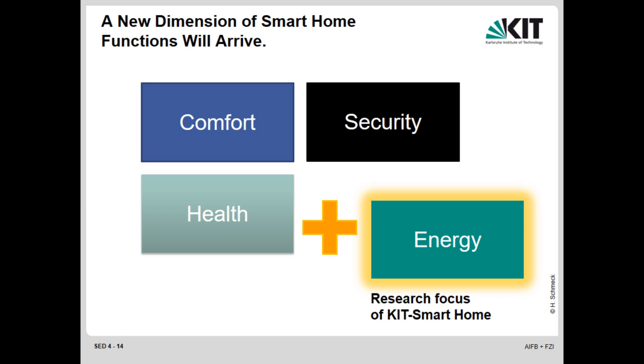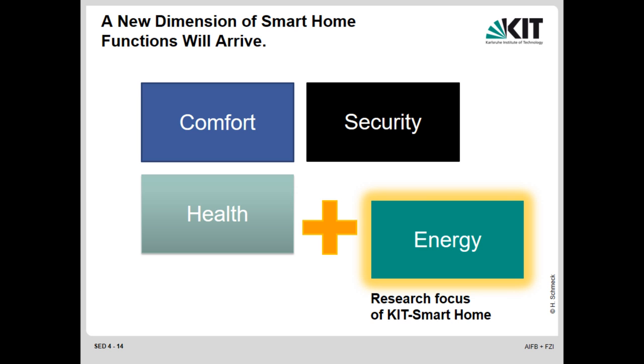Now we add energy to that. Energy did not used to be included in these scenarios. Actually, the energy consumption of typical smart home or home automation systems is quite high, because the rationale was that home automation is mainly in commercial buildings, not in private buildings, and their energy consumption is not that much of an issue. That was the rationale behind that.